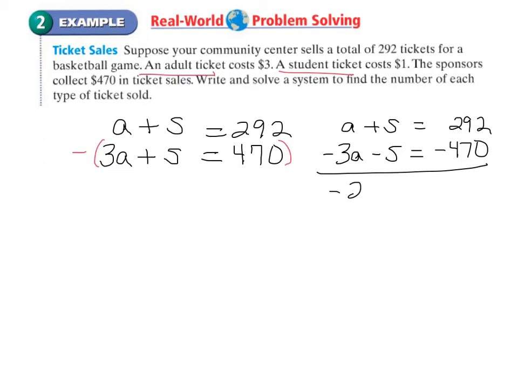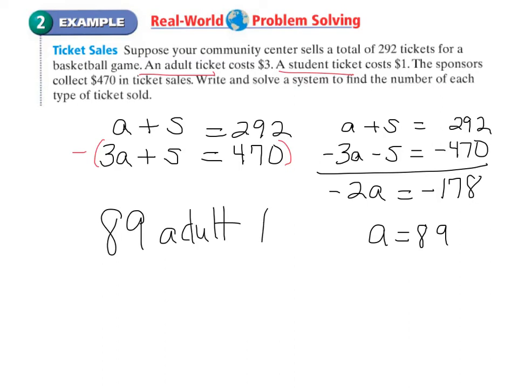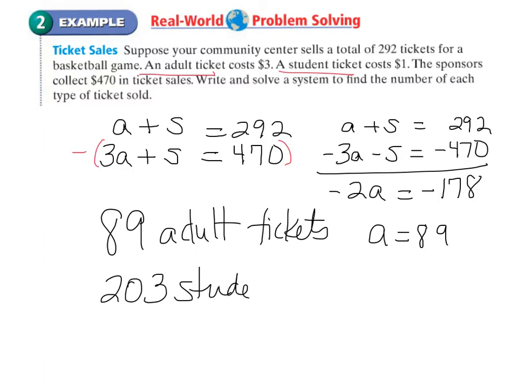And notice what happens now as you combine your equations together. A minus 3a gives me negative 2a. My s's cancel. And negative 470 plus 292 gives me negative 178. I divide both sides by negative 2, I get a equals 89. So what does that mean? I have 89 adult tickets. So I have a total of 292. So I can take 292 minus 89, and that gives me student tickets as 203 student tickets.